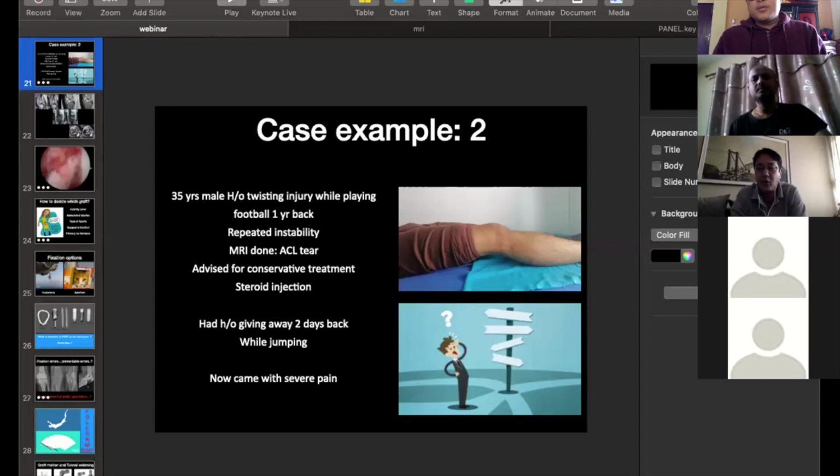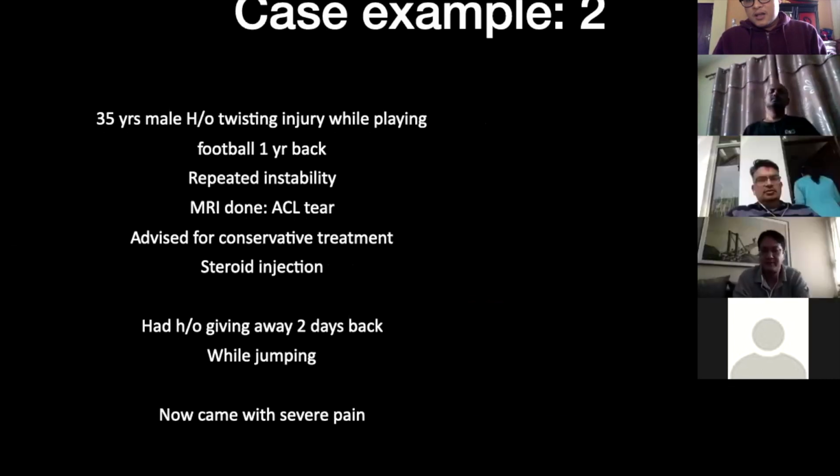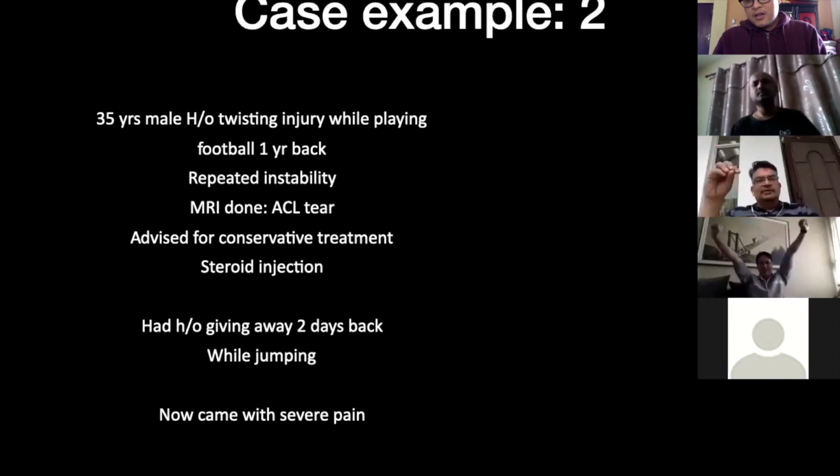Yes, I agree. Can I just add that there is a classical feature of dolor, rubor, calor. That's a feature of inflammation. If you have the features of inflammation, probably this is an angry knee.